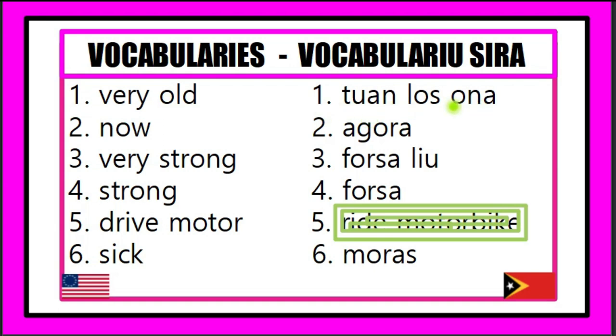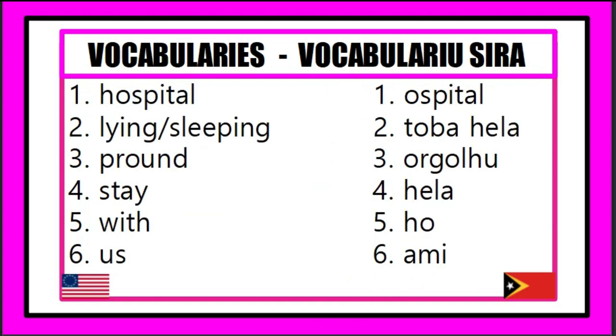Okay, once again, number one, very old. Katuas no ferik los ona. Again, tuan los ona is for things. Katuas no very close ona is for referring to people. Now, agora, very strong. Forsa liu, strong. Forsa, drive motor, lori motor, sick, moras. Okay, I think we are almost done. Yes, this probably is the last one.